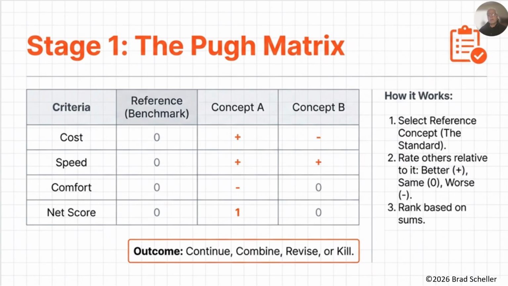The outcome isn't always to pick the highest score. You have 4 options. You can continue and move the concept forward as is. You can combine. Maybe concept A's cost approach combined with concept B's comfort would be stronger. You can revise. The concept shows promise but has a critical weakness. Go back and improve it. Or you can kill it. The concept's clearly inferior. Stop wasting time on it.